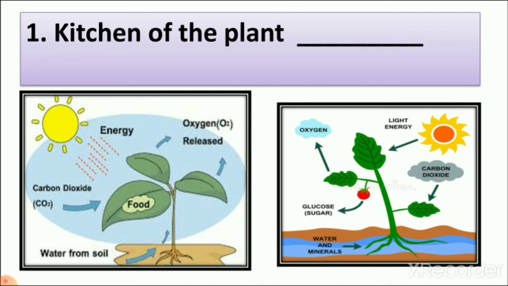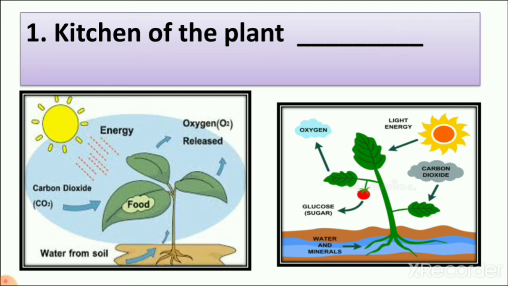Number 1, kitchen of the plant. So we learn in this lesson about kitchen of the plant. So what we use in our house to make food? So we make food in kitchen. So here you can see two pictures. In these pictures you can see that with help of sunlight, air and water, plants make food. And which part of the plant is making food? You can see with arrow. Which part is it? It is leaf. So leaf is a part of the plant which makes food for plant.